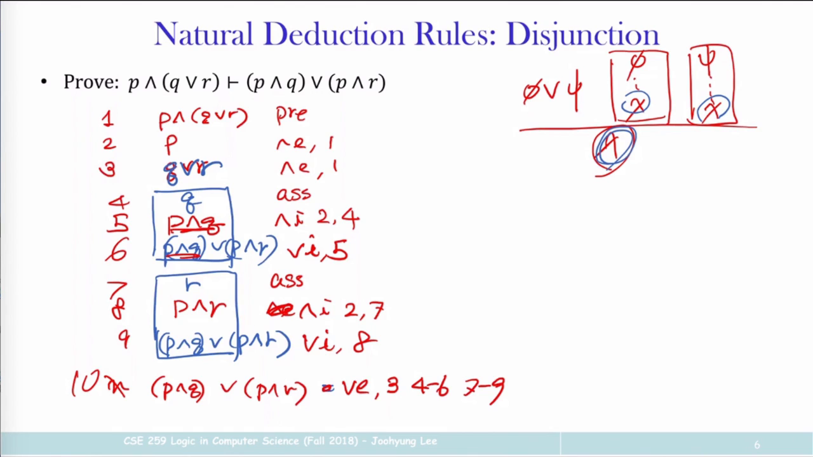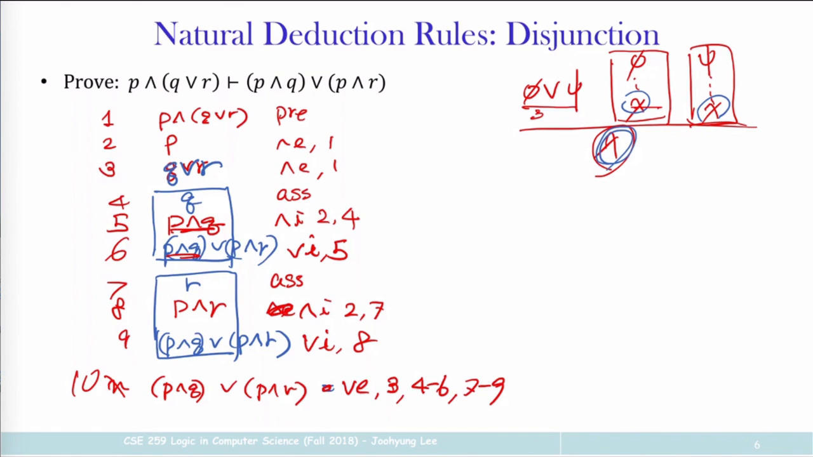Yes? Why is 3 also in the last line? Or, yeah, 3, 4, 6, 7, 3, so you need 3 facts to establish. This is 3. This is box 4 to 6. This is box 7 to 9. Okay? We need 3 things. One is case split, another is case 1 box, the other is case 2 box. Okay?